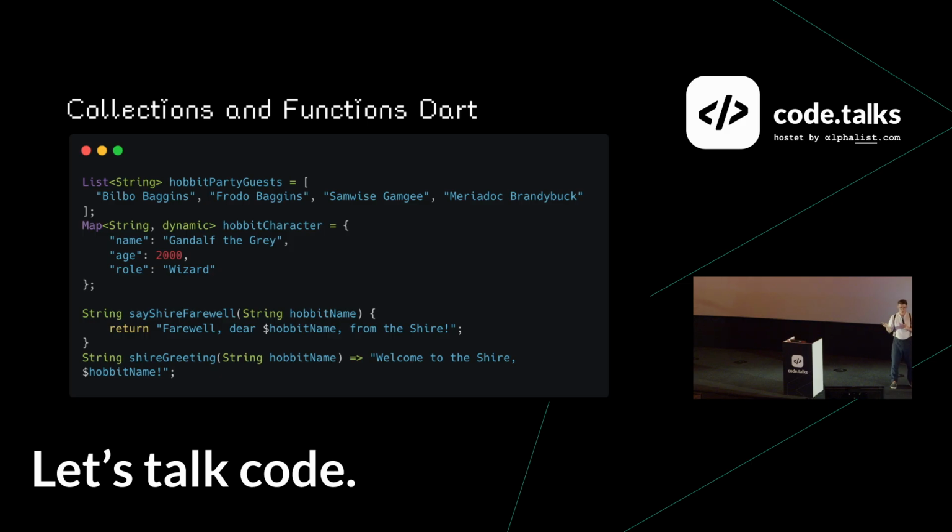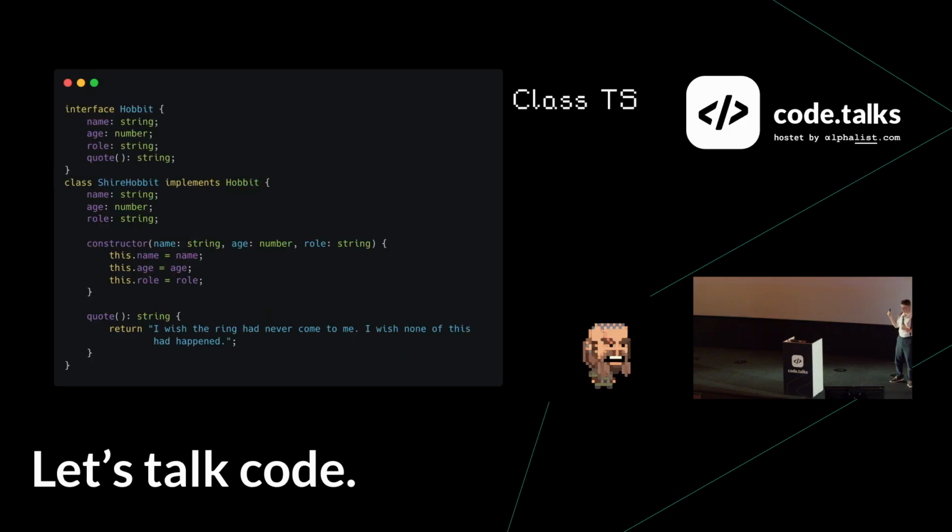We have also a list. We could define lists of strings. Then we have maps for key value pairs. And we have functions, also with return types and parameter types, and arrow functions. Pretty much the same. So let's go further.